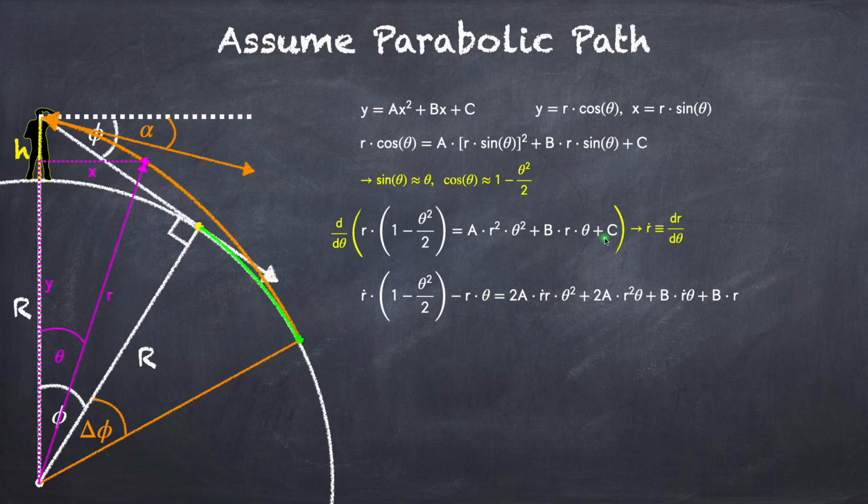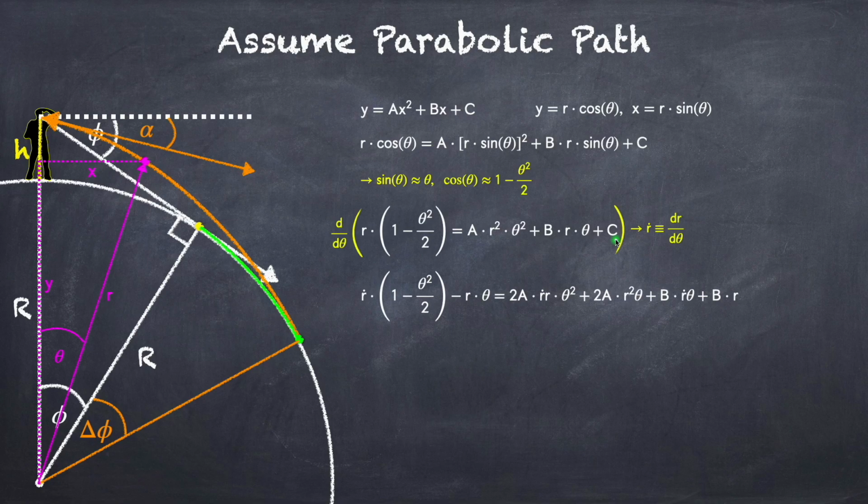On the right-hand side of the equation, we're going to have to use product rule here, because we have an r squared times a theta squared, as well as here, because we have an r times theta. So these first two terms result from doing the product rule of this term. And then the last two terms result from doing the product rule of this term that's proportional to b. And then c is a constant, so its derivative is 0.